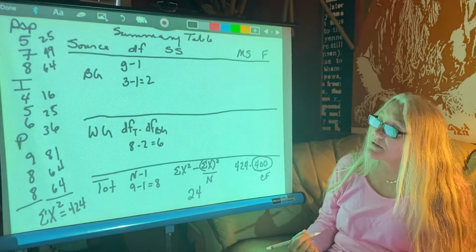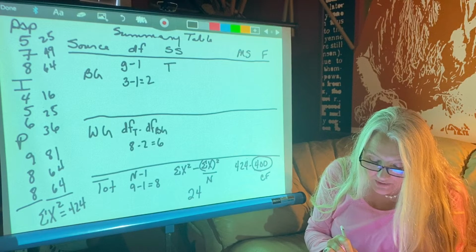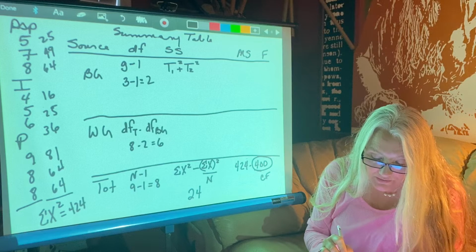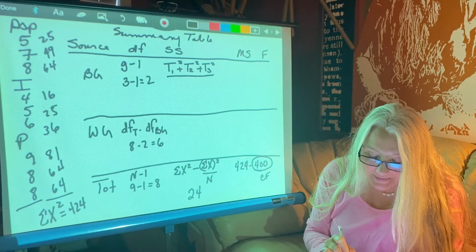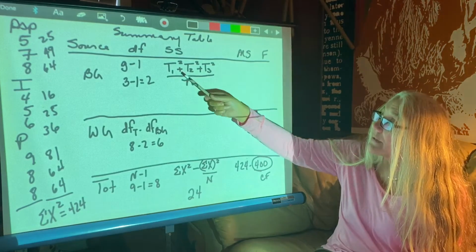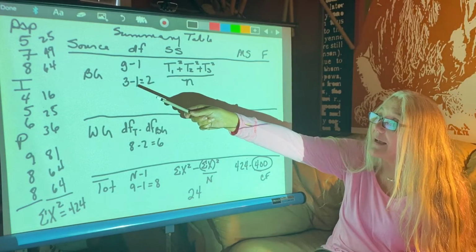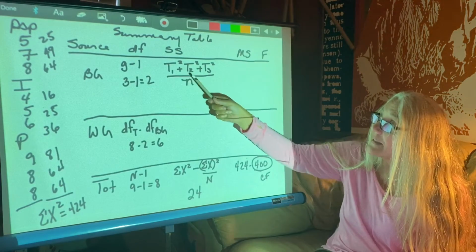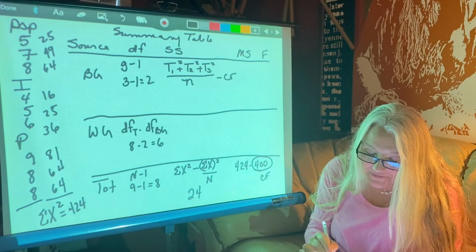Okay, so sum of squares between groups, and here's how I'm going to calculate it. I'm going to take the total for group 1 and square that, and add that to the total for group 2, and I'm going to square that as well, and add that to the total for group 3. We're going to square that. Divide by the number of scores that went into each total. So how many scores are going into each of these totals? If I take the total for group 1, aspirin, how many scores go into that? 5, 7, and 8. That's 3. This number's 3, because there are 3 scores in each of these totals. And then subtract off the correction factor.